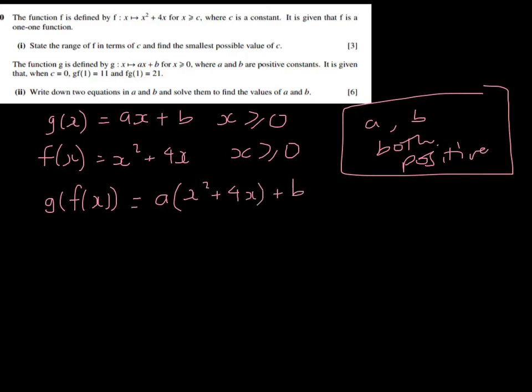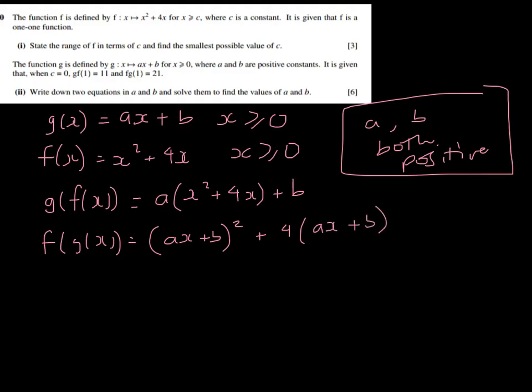And then our f of g of x is the other way around. So in this case, we're going to replace any x's we see in this function with this whole expression here. So we're putting g of x inside of f of x. So that means we're going to replace the x in the x squared with ax plus b, and then square it. And then we're going to replace the x in the 4x with ax plus b, like that.